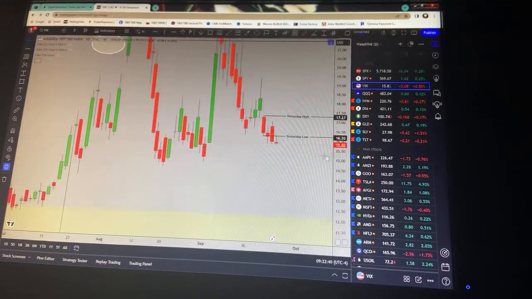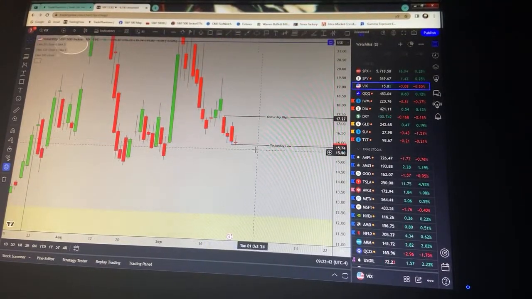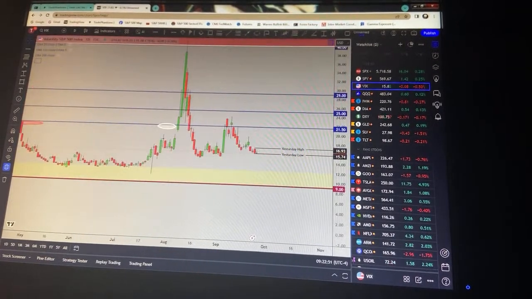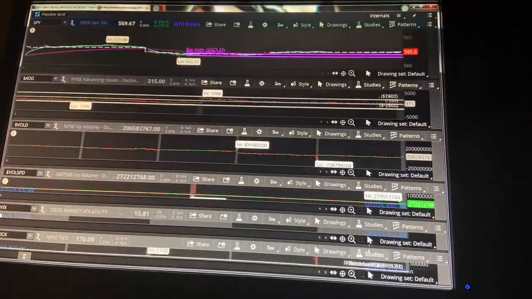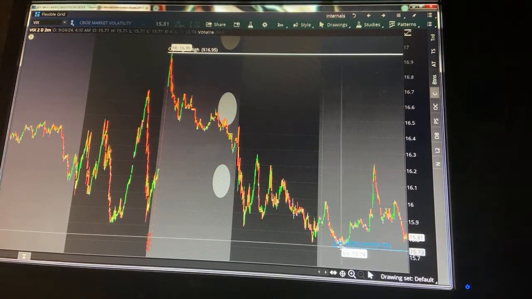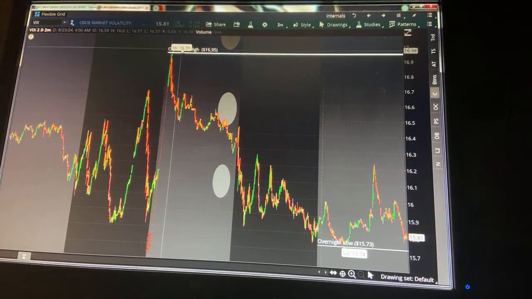You know, flat, slightly down. Yesterday's high, yesterday's low. We're painting a 15, 16 sub VIX, so markets are fairly calm. Okay, I want to map out the overnight high and overnight low inside VIX as well. VIX overnight low here, VIX overnight high here.